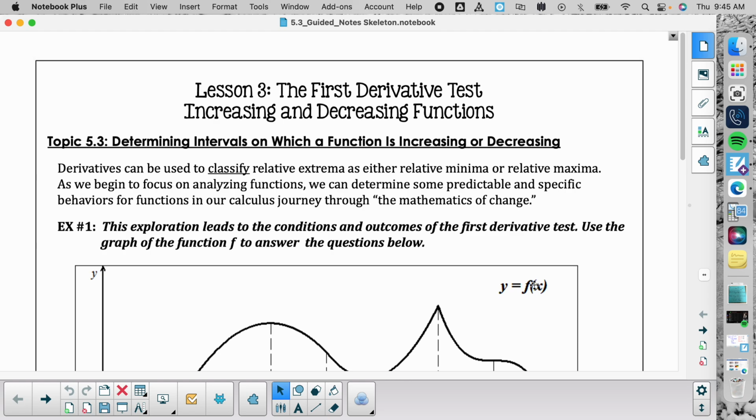And that's all right. I want to give you the overview of what the first derivative test is.